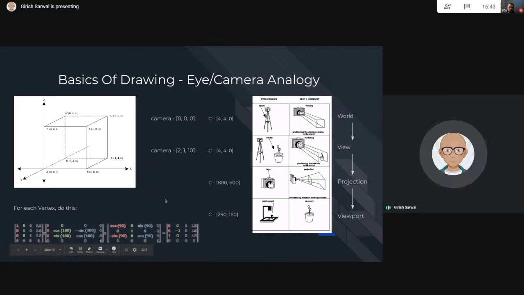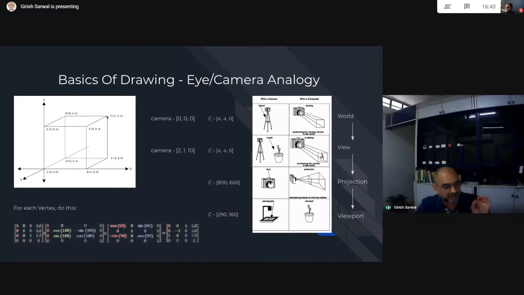So all in all, if this cube has 8 vertices, then these 3 projections, the world, view, projection and the viewport, are going to be done on each of these vertices. Now imagine if you had a model which had 1,000 vertices, then you would be doing this for 1,000 vertices. And if you had 1,000 instances of that particular model, you would be doing it 1,000,000 times. This is how things become computationally expensive.